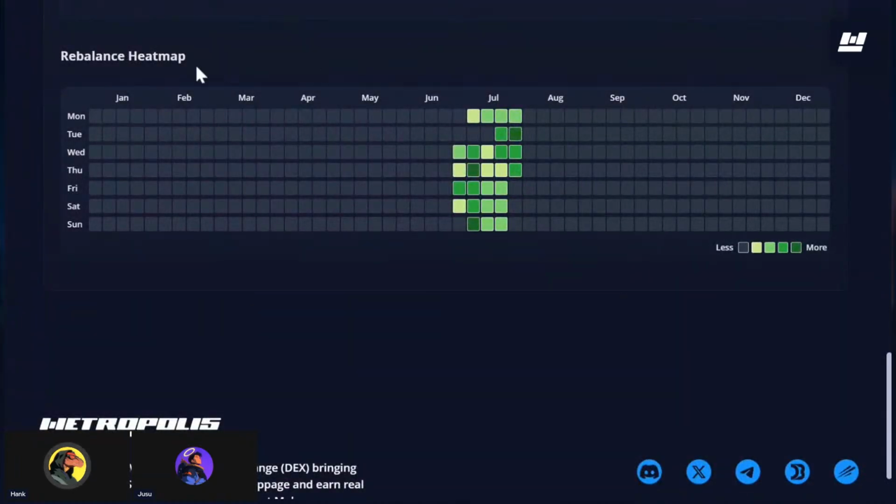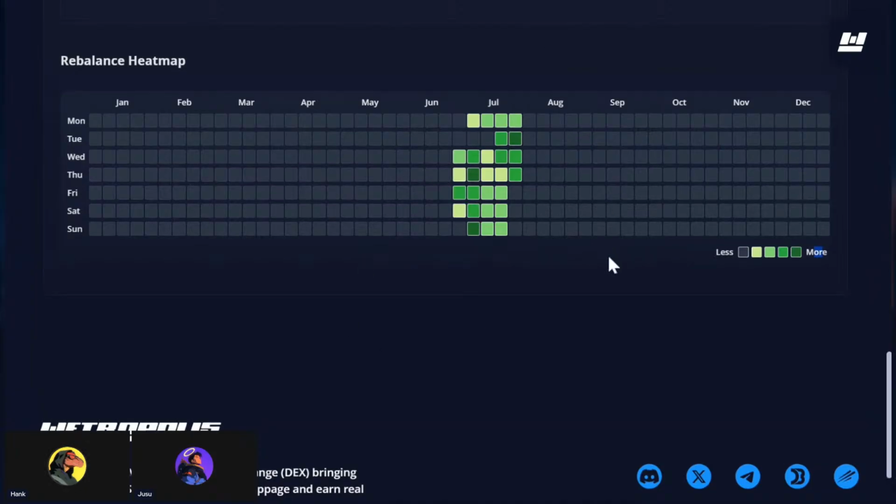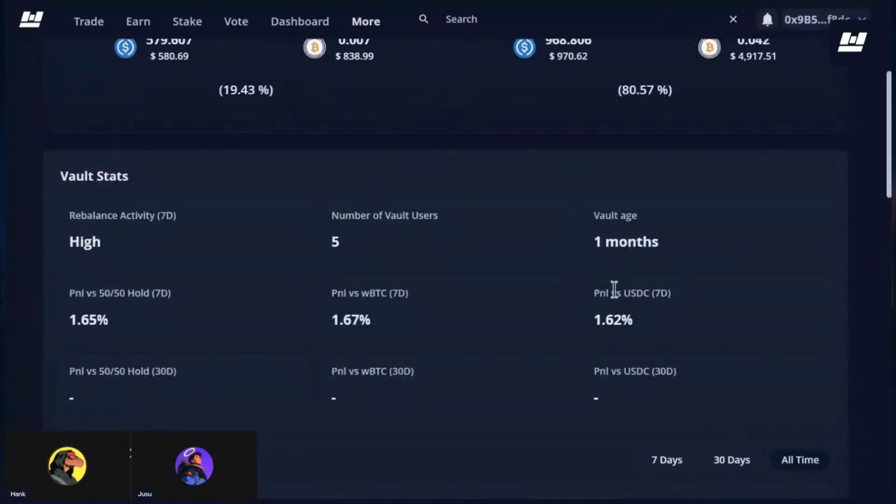And then we have one more thing. This is a rebalance heat map, and this shows you how active the operator is. You can see less or more activity, and then you can see if this looks nice green. It can sometimes be strategic not to rebalance for a certain time period, so that's okay. But if you see general green here, this is a good indicator. This vault is being taken care of well, and is a good indicator for you as a liquidity provider.